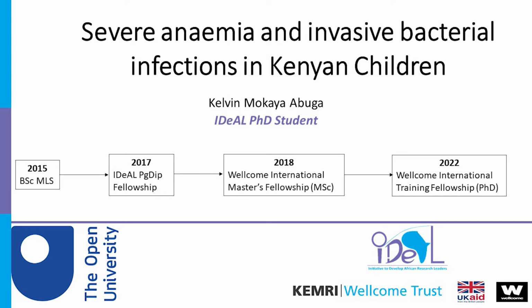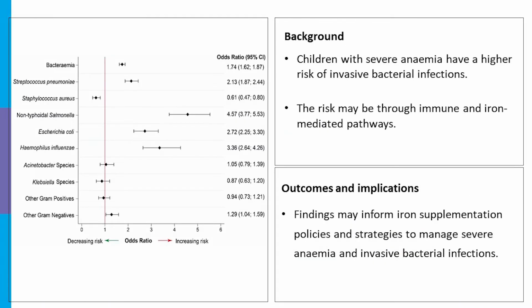I found that children who had severe malaria anemia had an increased risk of invasive salmonella infection, probably due to disrupted iron regulation. I was curious as to why it was only children with severe anemia rather than other forms of malaria, and I applied for a Wellcome International Master's Fellowship in 2018, which I was successfully awarded, to study the role of iron in children with severe anemia and invasive bacterial infections.